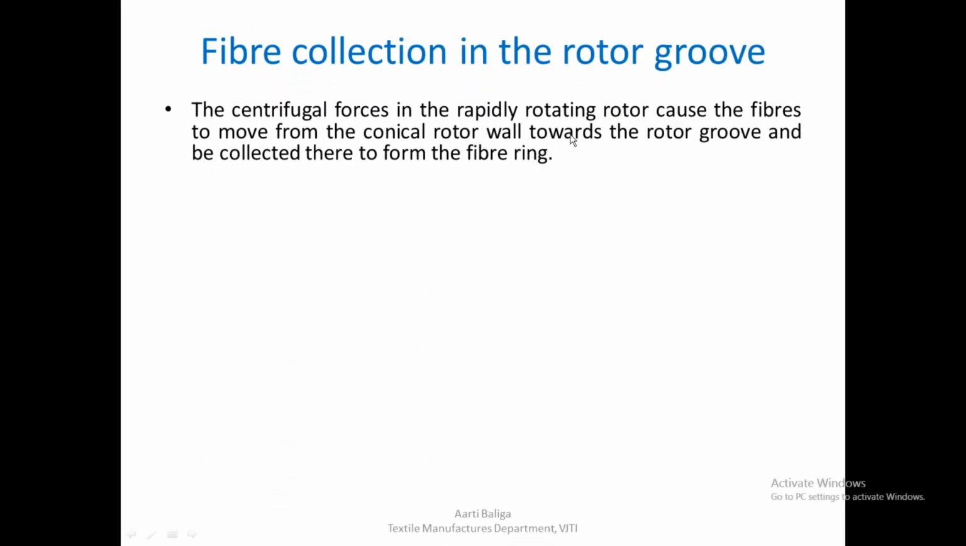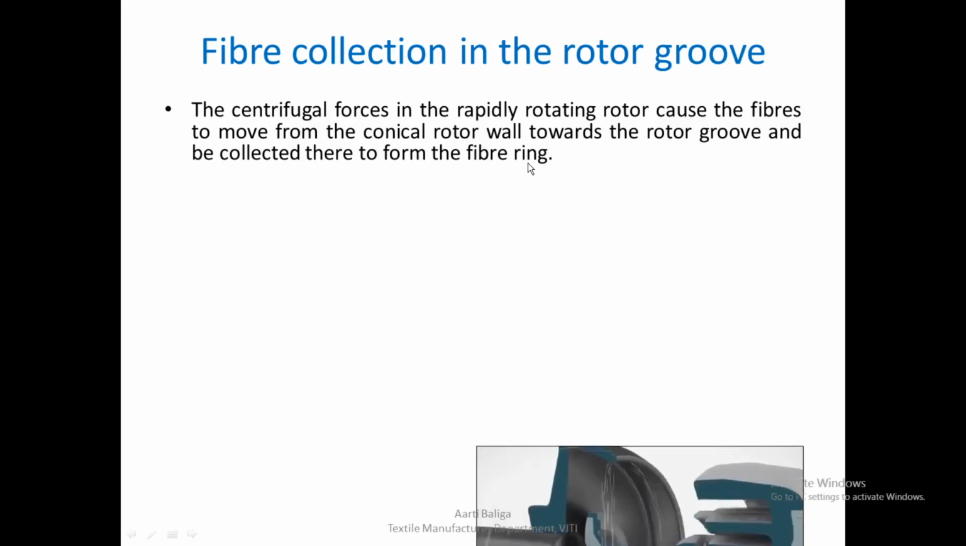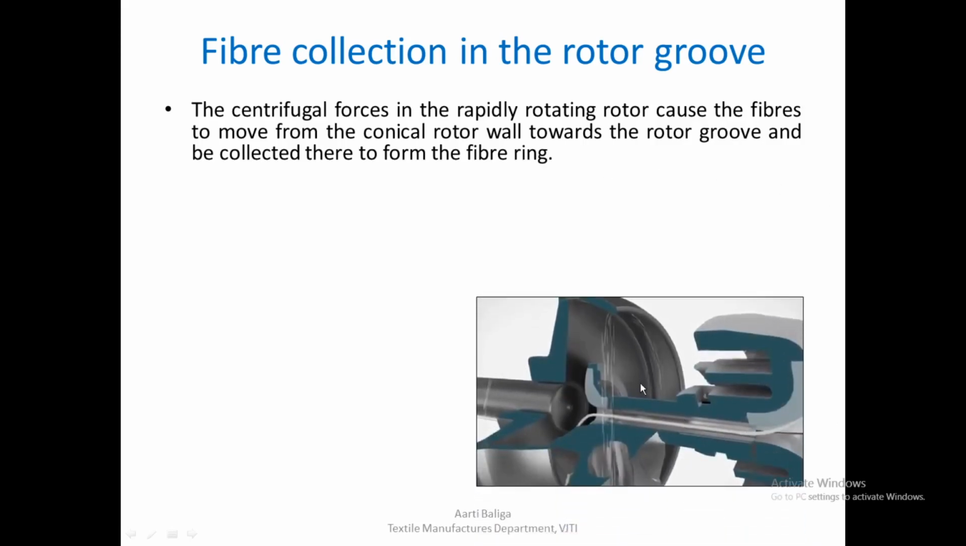Fiber collection in the rotor groove. The centrifugal forces in the rapidly rotating rotor cause the fiber to move from the conical rotor wall towards the rotor groove, which, as I told you, you shall see in detail later on, and be collected there in the form of a fiber ring. So this is how the fibers come through the fiber channel in this direction, and they start getting deposited in the rotor.